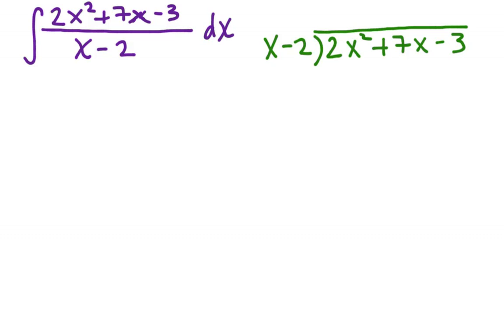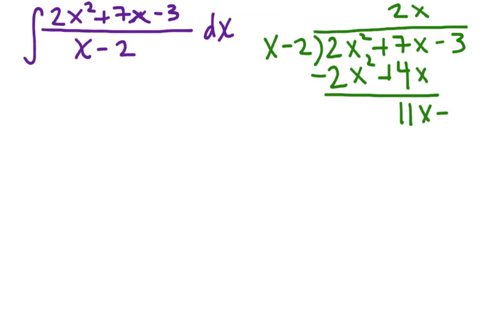So x goes into 2x squared, 2x times x is 2x squared. 2x times negative 2 is negative 4x. And now I subtract. 7 and 4 is 11x. Bring down the next term. X goes into 11x 11 times. 11 times x is 11x. 11 times negative 2 is negative 22. I subtract, and I get a remainder of 19.